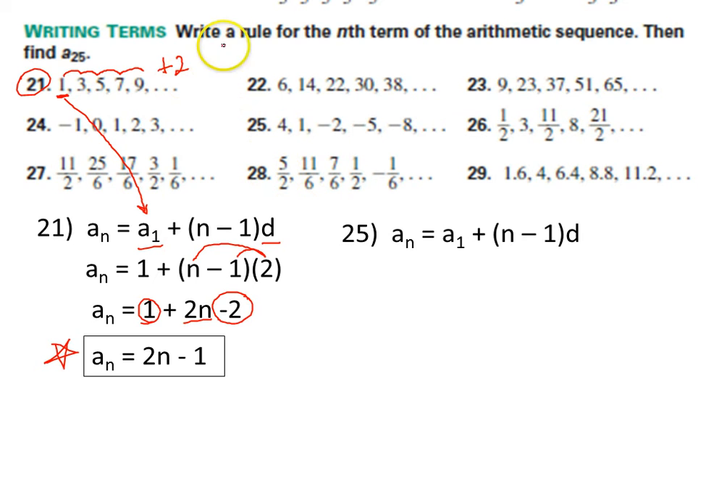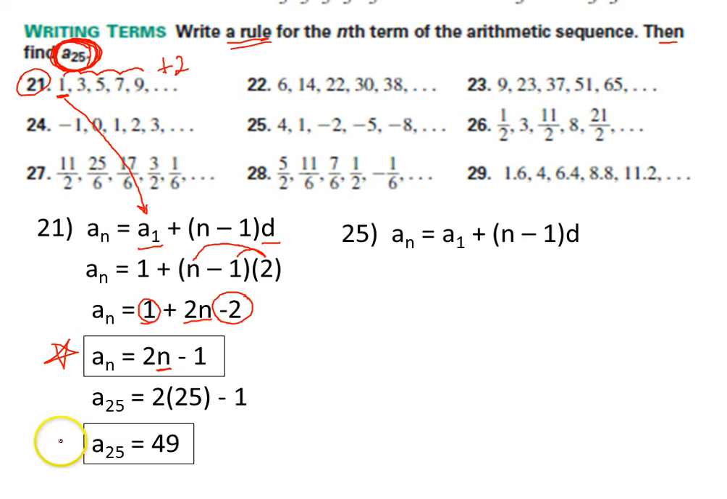Now, the directions up here say write the rule, which we just did, and then it says then find a sub 25. Okay, so how are we going to find a sub 25? We take n and plug in 25. So a sub 25 equals 2 times 25 minus 1. 2 times 25 is 50. 50 minus 1 is 49. So a sub 25 equals 49.